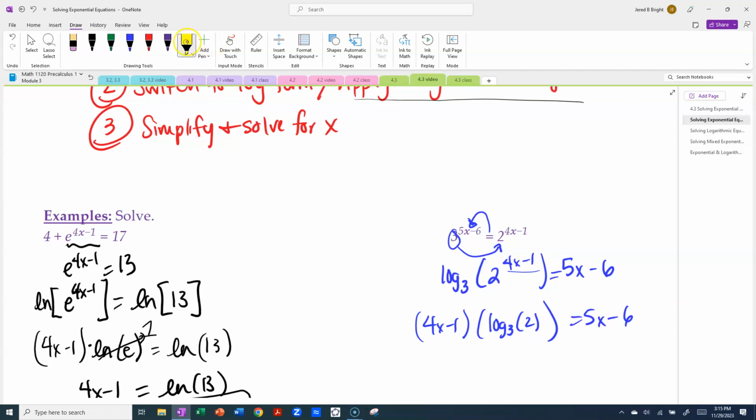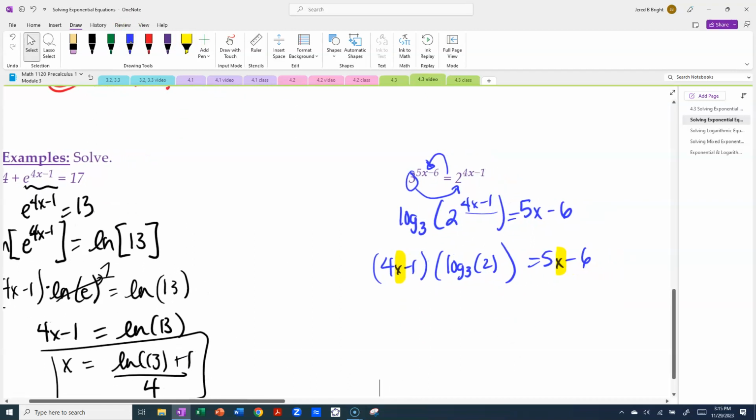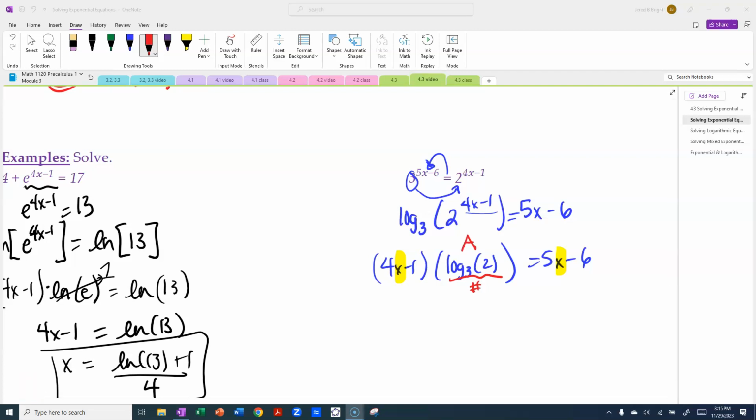Now, my goal is to solve for x, but the problem is I have x on the right side and the left side. So I have to go through some algebra, right? This log base 3 of 2, that's just a number. So think of it as another number. Let's call it capital A. If that's a number, that can be distributed. So I'd have something like 4A times x, all minus 1 times A, which is A. And then this is equal to 5x minus 6, okay?